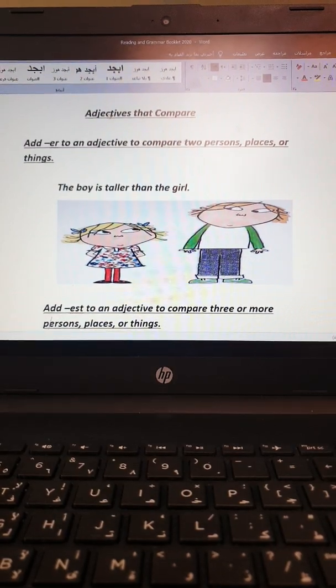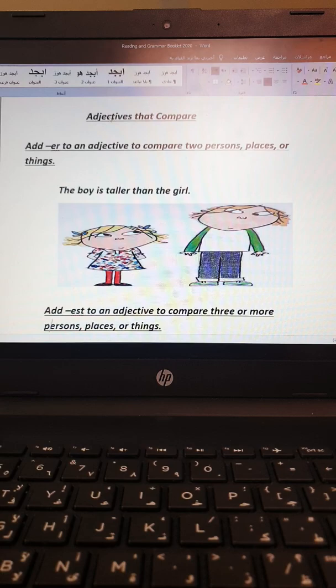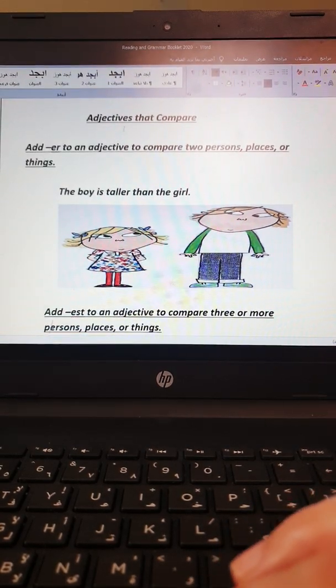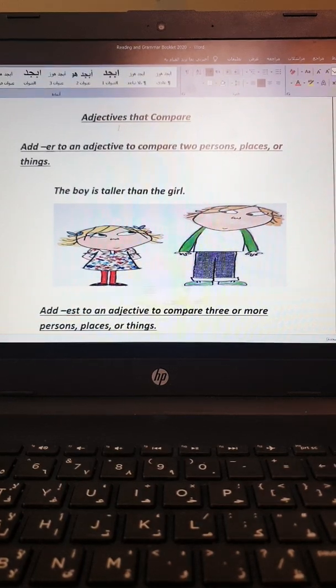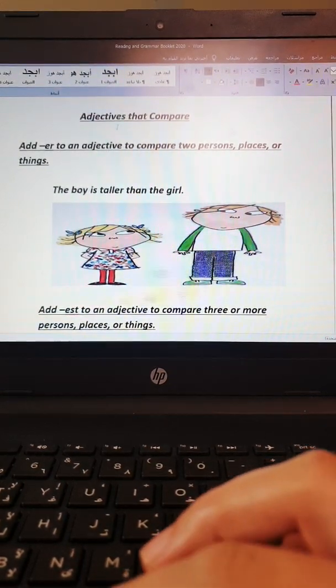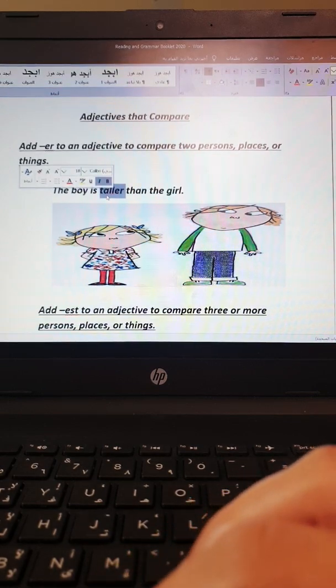Hello everyone. We talked about adjectives many times. We said that we have adjectives that compare. So what do we mean by adjectives that compare? Now look at this word. Here I have this word, taller.